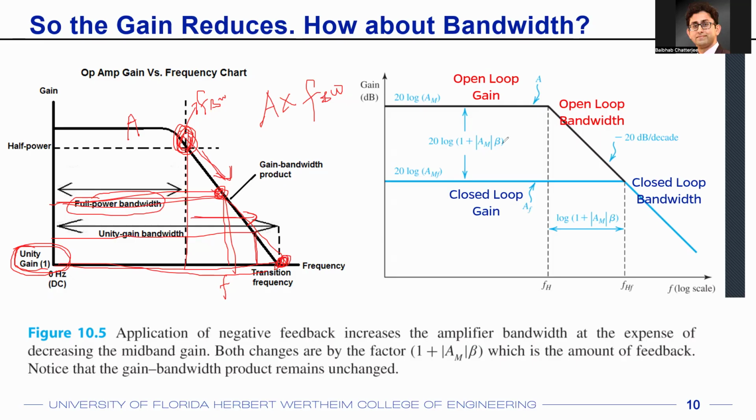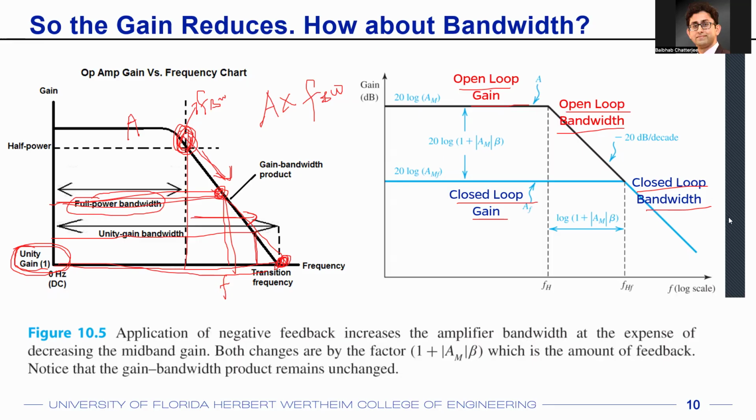Okay. But why did we say all of this? It's just to establish that your open loop gain multiplied with open loop bandwidth will be the same as your closed loop gain multiplied with closed loop bandwidth. Now, in the previous slide, you already saw that your closed loop gain reduces when you have a negative feedback. Your open loop gain was A, your closed loop gain was A divided by 1 plus A beta, right? That's what we saw in the previous slide.